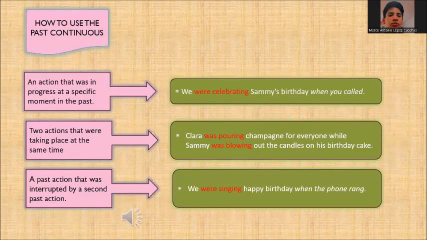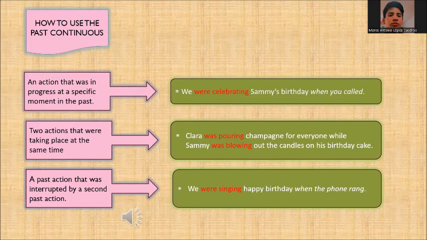Now let's see the past progressive tense. It is also called the past continuous and expresses an action that was ongoing or in progress at a specific moment in the past. There are a few ways to use the past progressive tense in English. We can use it to express an action that was in progress at a specific moment in the past: We were celebrating Sammy's birthday when you called.